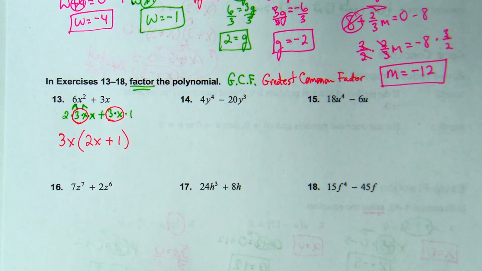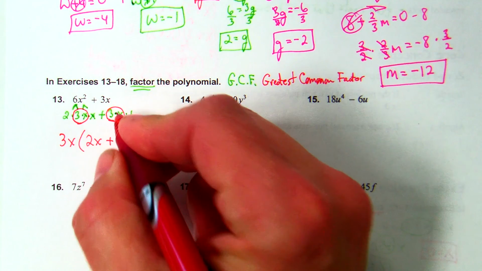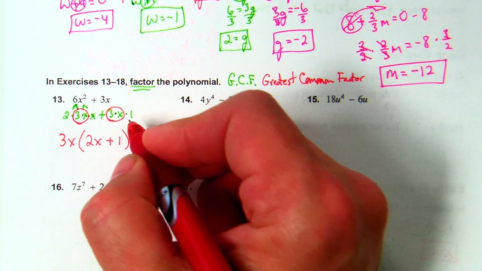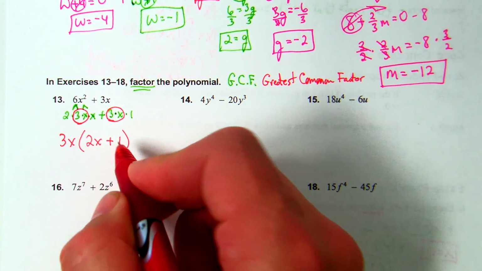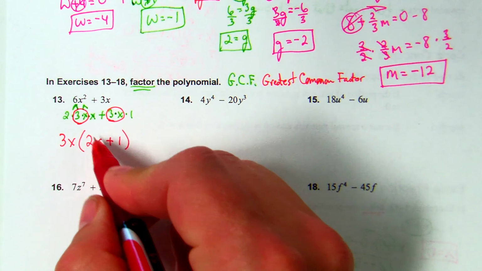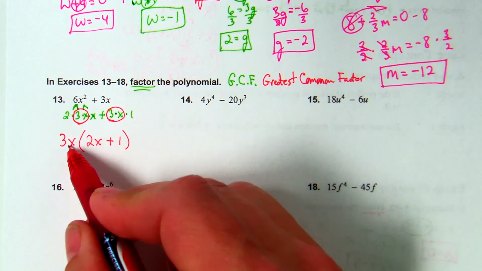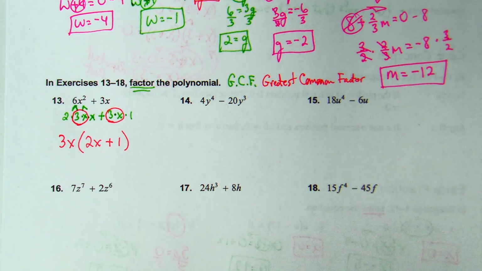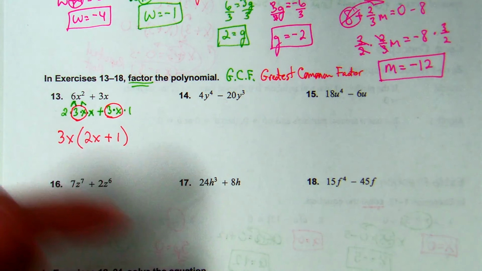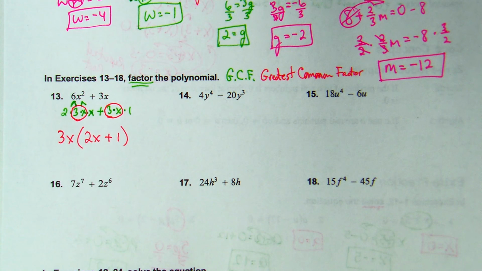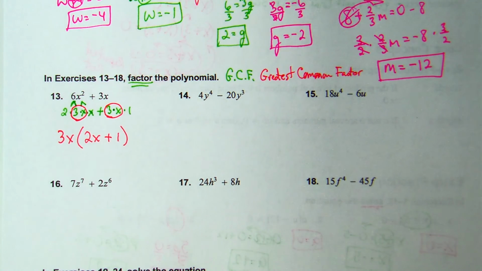Don't forget your 1s if you're taking everything away. Don't forget that there's still a 1 there. Because if I take 3x and I divide it by 3x, what is anything divided by itself? It's just 1. So the answer would be 3x times 2x plus 1. And you can always check this. If you multiply 3x times 2x, you'd get 6x squared. If you multiply 3x times 1, you get 3x. Okay, so that is the factored form of 6x squared plus 3x. We found the greatest common factor, we pulled it out, and then we have the remaining factor for the product there. Okay? All right, number 14.